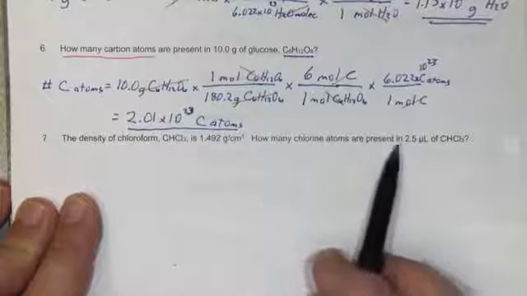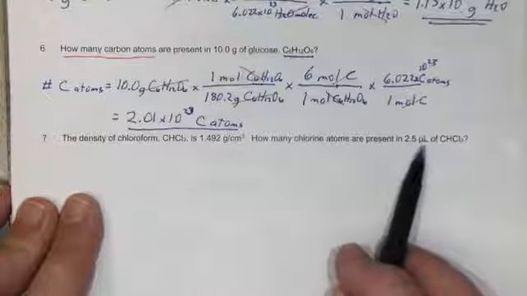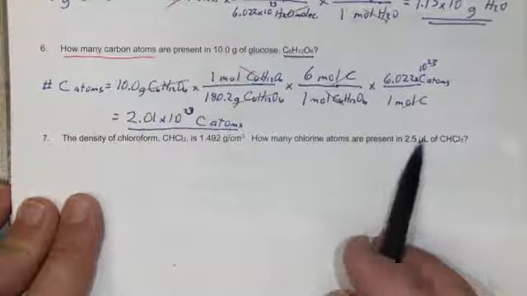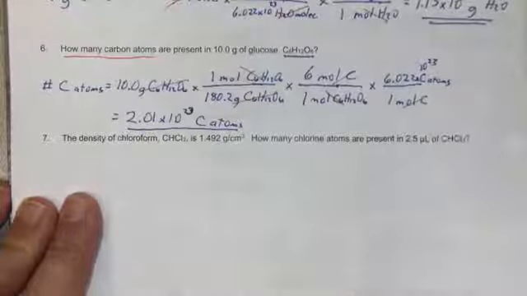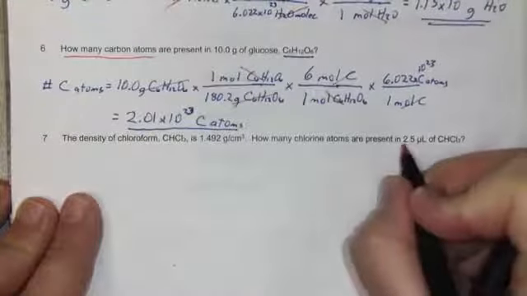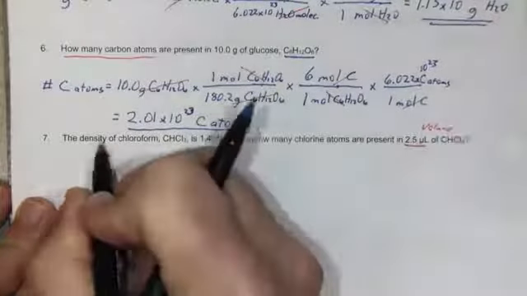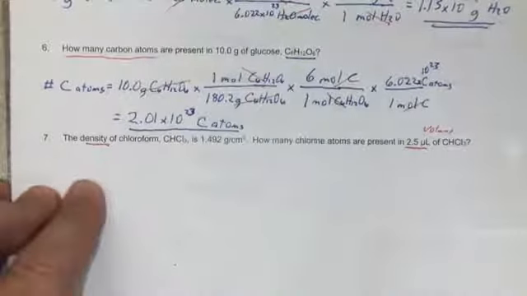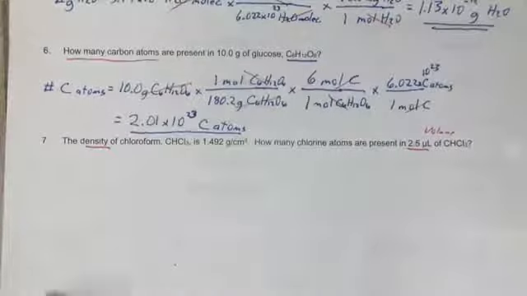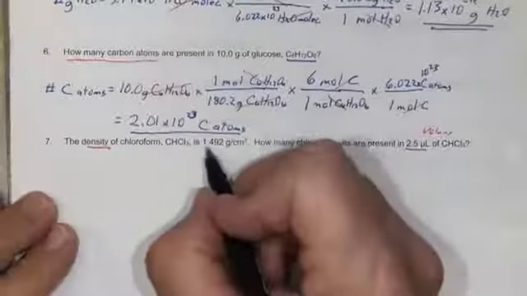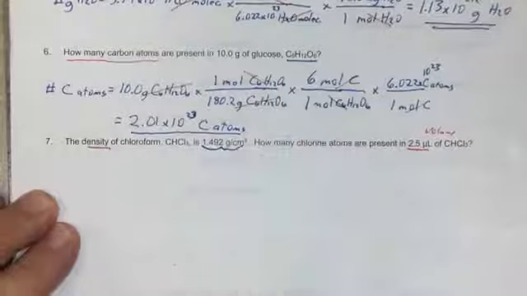How many chlorine atoms are present in 2.5 microliters of CHCl3? Now, microliters is a unit of volume. And we're given the density. Remember that we can use density as a conversion factor. So this is the density, which we can use as a conversion factor.